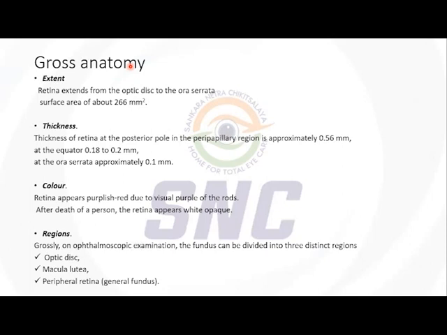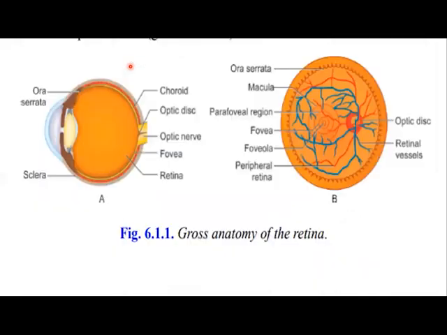In color, it is purplish red due to the visual purple of the rods. After death of a person, the retina appears white and opaque. Grossly, the fundus can be divided into three regions: optic disc, macula lutea, and peripheral retina. That is the general fundus, the gross anatomy of the retina.